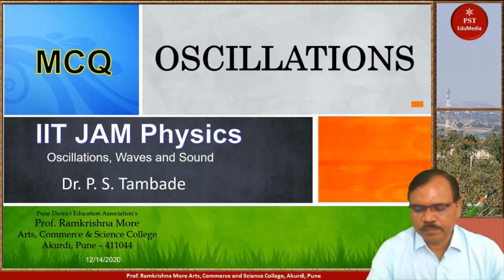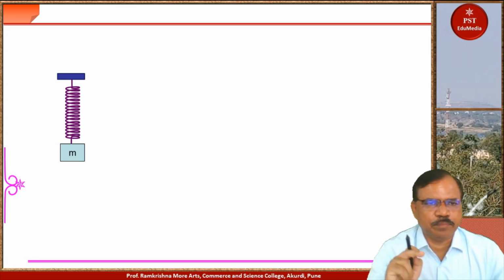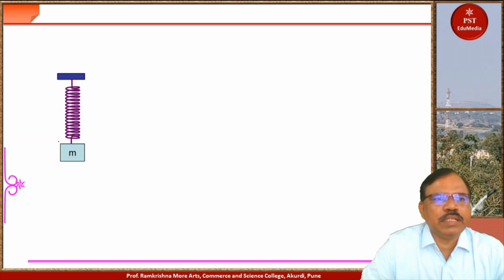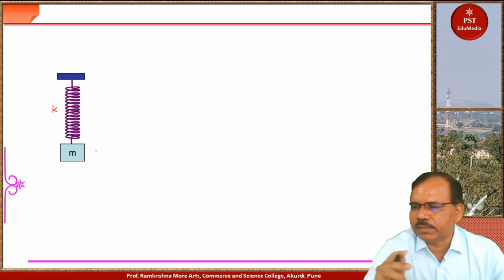So in the last lecture, we have seen simple harmonic motion, and we have seen an example of the spring mass system. So here this is the spring mass system. I have taken a vertical spring mass system. k is the force constant of the spring and m is the mass attached to the spring.